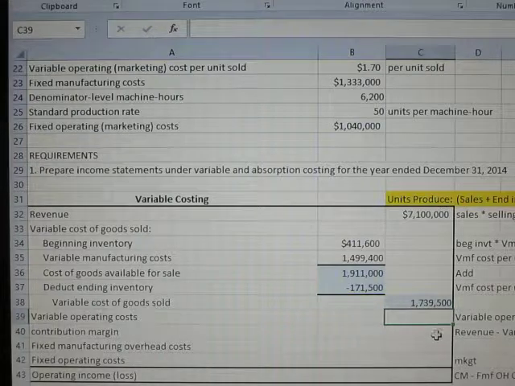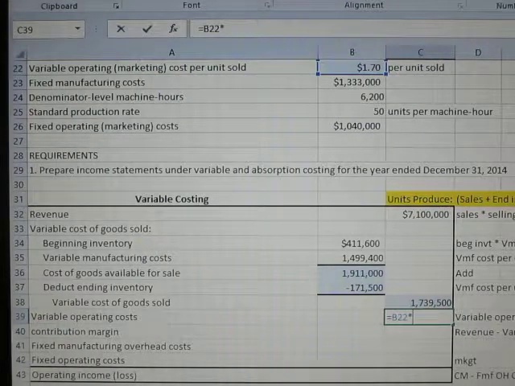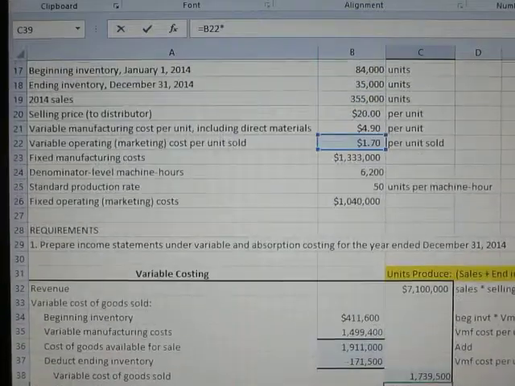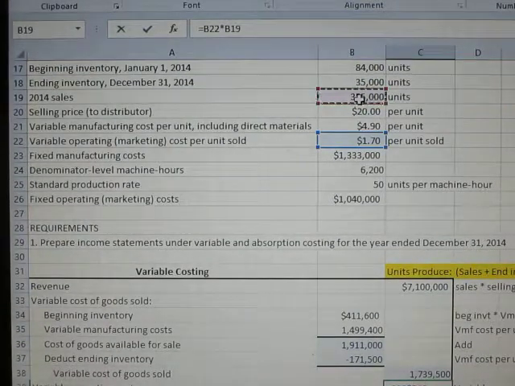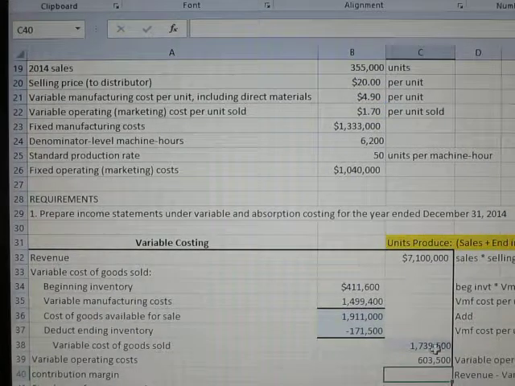And to get the variable operating costs, I'm going to take the variable operating marketing cost per unit sold times the sale, which is the 355,000. Okay, we got 603,500.